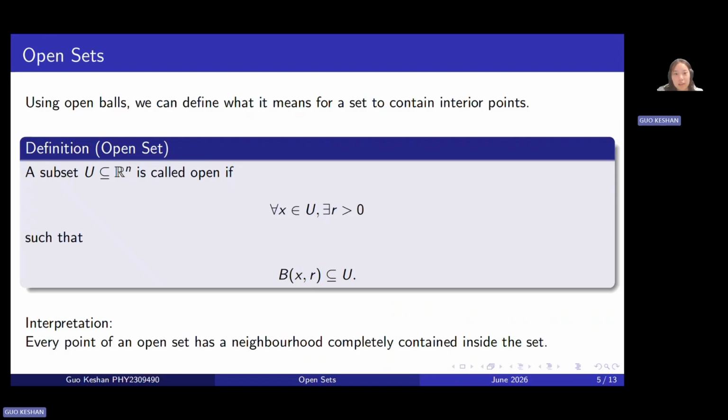Another important point is that the radius does not have to be the same for every point. Points near the center may have a large neighborhood, while points close to the boundary may require a much smaller one. As long as such a positive radius exists, the definition is satisfied.